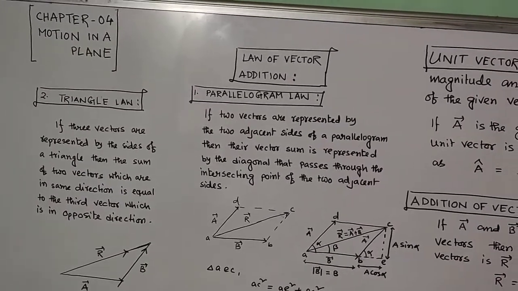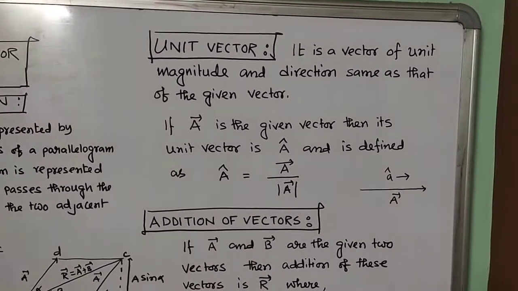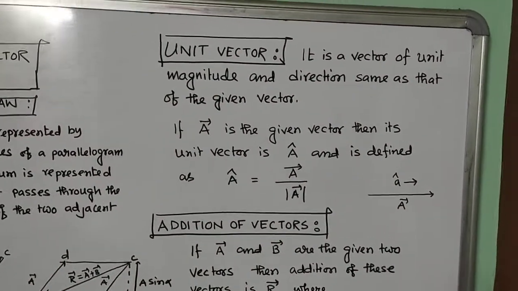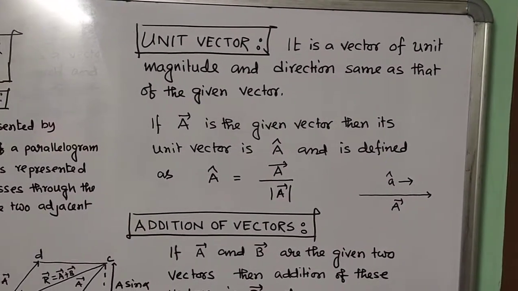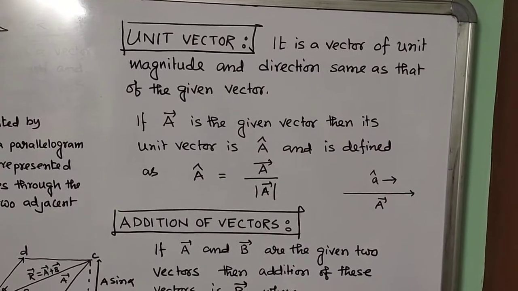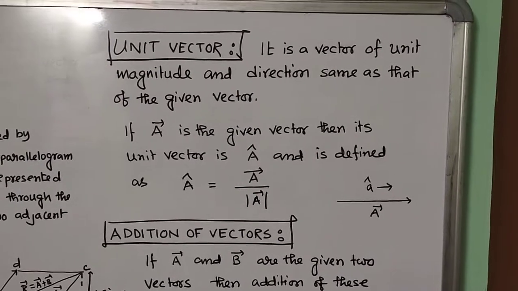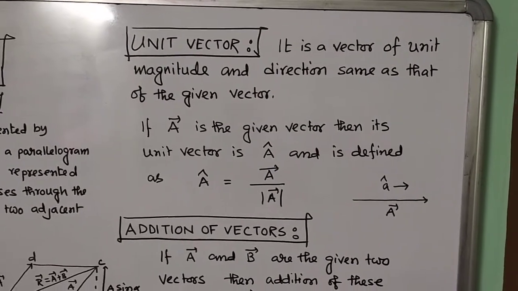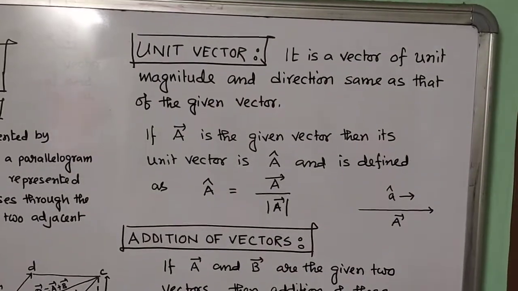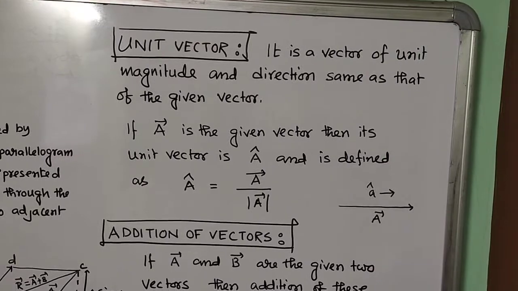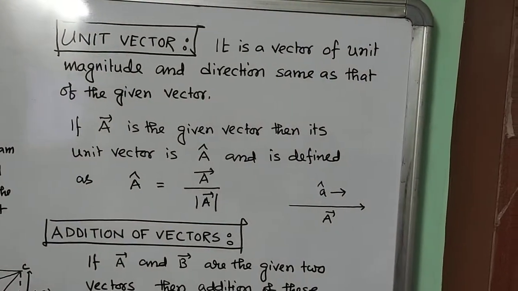and direction. So let me start with the topic unit vector. Now, as the name symbolizes, it is a vector whose magnitude is 1. So let me read it out. It is a vector of unit magnitude and direction same as that of the given vector. Now you see, for every vector there is a unit vector, because a unit vector specifically defines direction, and every vector has its direction. So for any vector you will get a unit vector which specifies the direction of the vector.